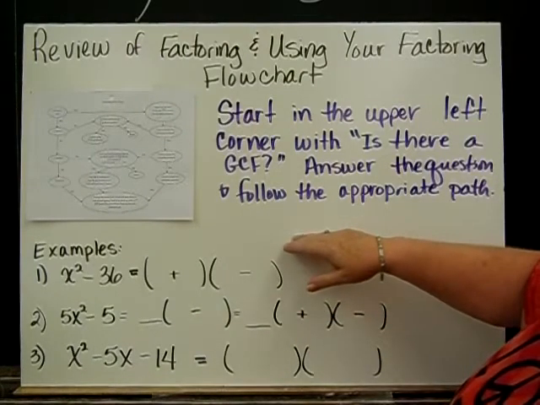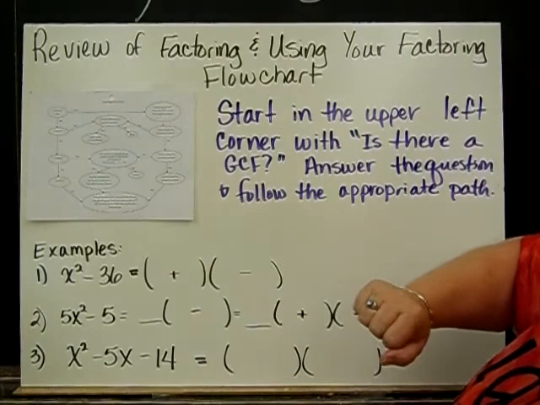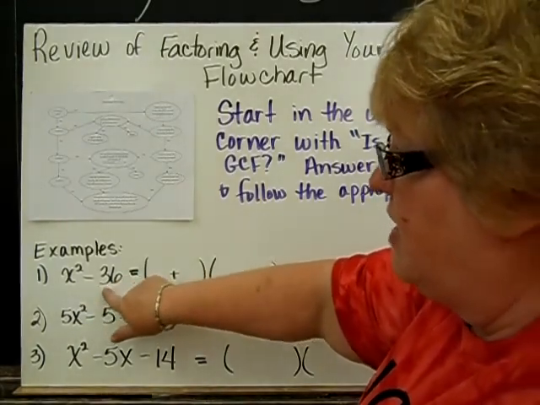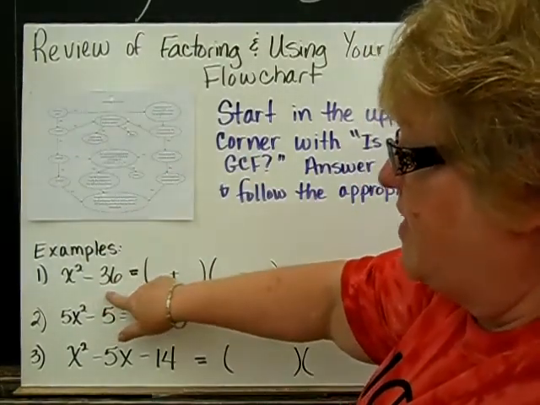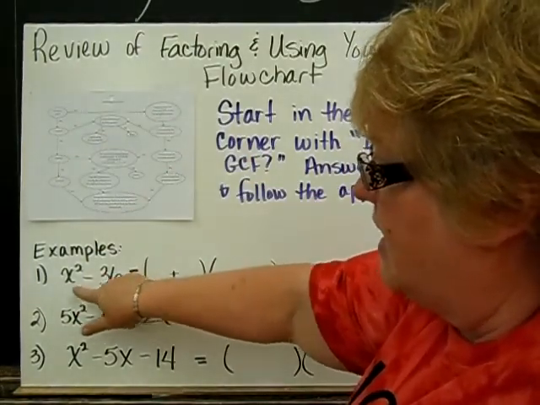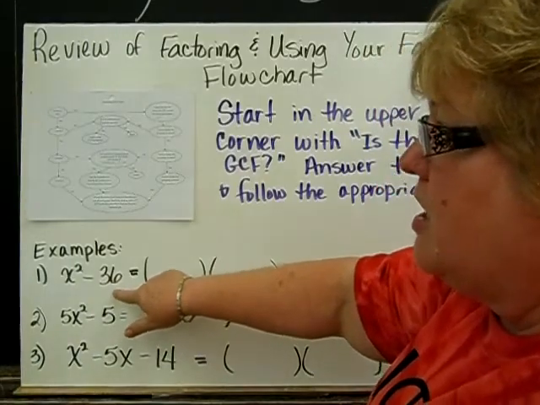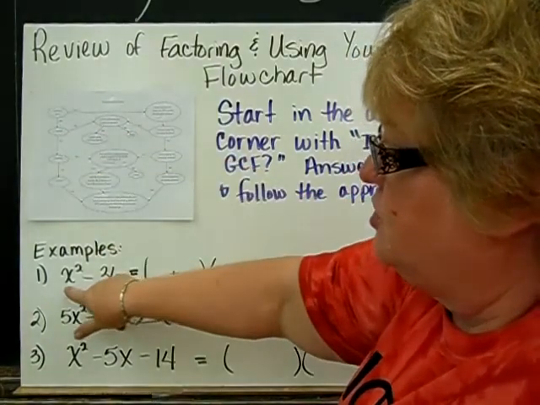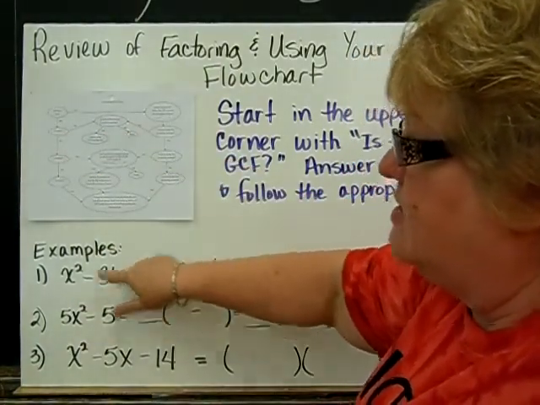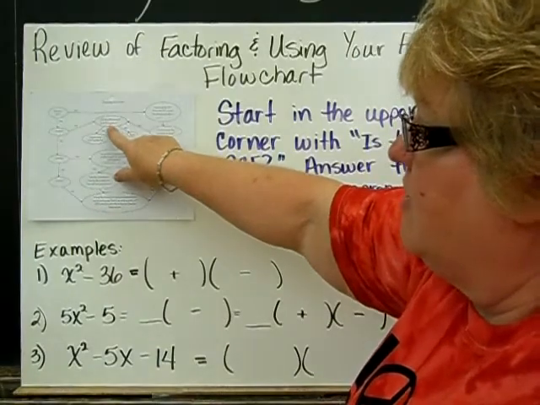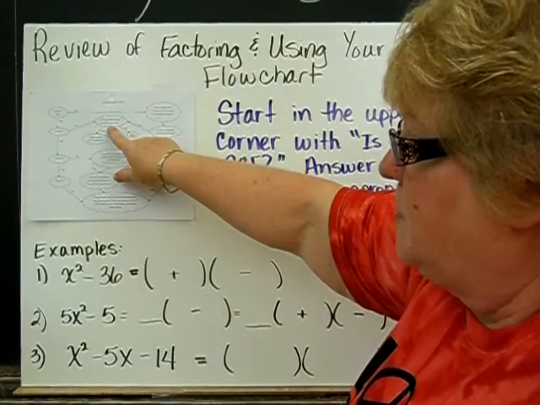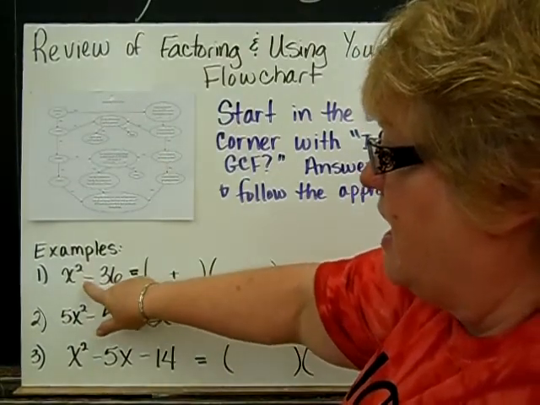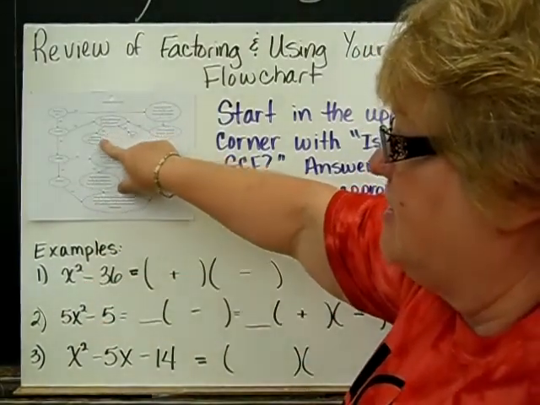So let's look at some examples that we can work using our factoring flowchart. So we look at this expression and we ask ourselves, is there a greatest common factor? 1 and 36, an x and no x. So the answer is no, there is not a greatest common factor. The next question is, do we have two terms? And the answer is yes. So we go over here and it says, is it the difference of two perfect squares? That's a perfect square, that's a perfect square, and we're subtracting. So the answer is yes.